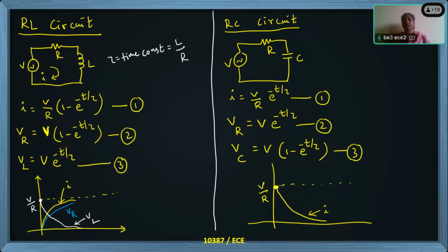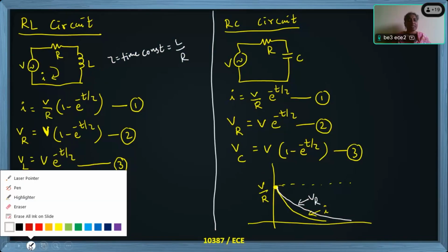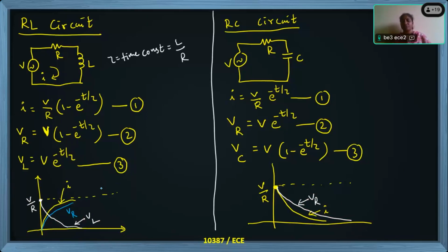Now VR is also a decreasing graph. Next, VC. VC is an increasing graph. This is VC. Whatever other things you do or not, whenever you see the RC circuit, draw at least this.